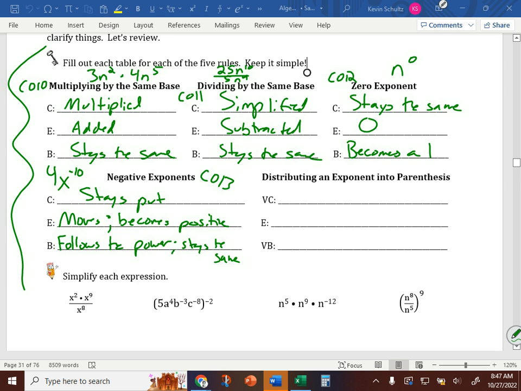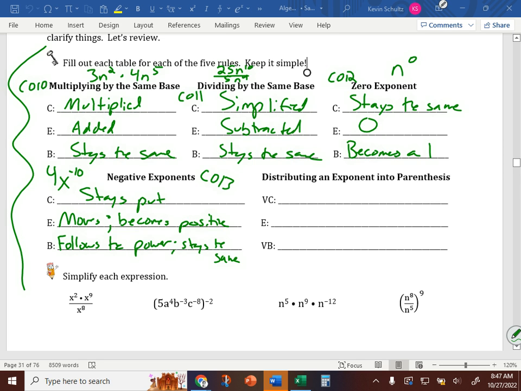But you have had 2 weeks for Con as well. So, but yeah, the base stays the same. The temptation is to make the base negative, especially if it's a number. That's not what happens. It just moves, but it does stay the same. And then distributing an exponent into parentheses.